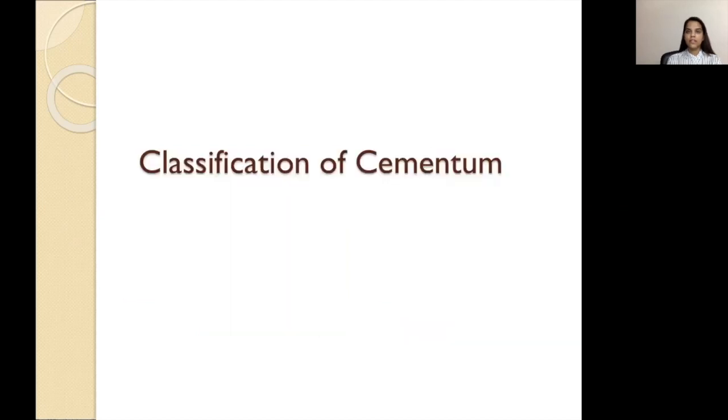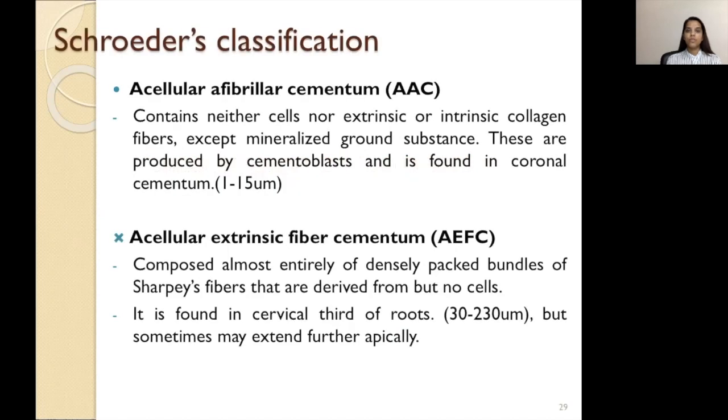Now the classification of cementum. Schroeder classification is very important. It can be classified as acellular afibrillar cementum, that is AAC. It contains neither cells nor extrinsic nor intrinsic collagen fibers except mineralized ground substance, and these are produced by cementoblasts and found in coronal cementum.